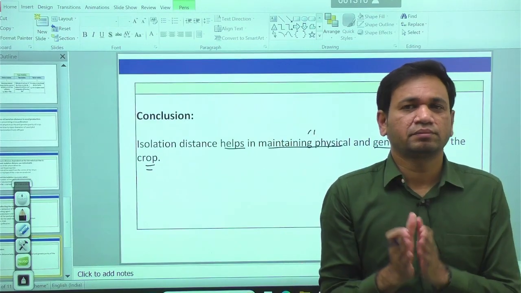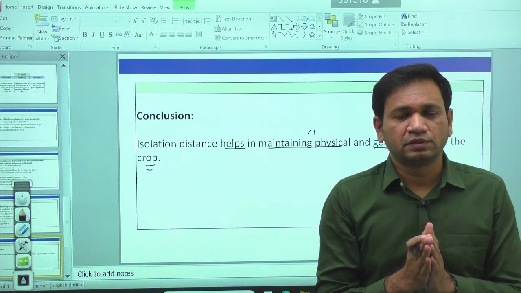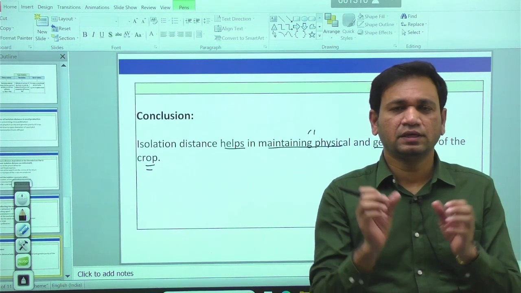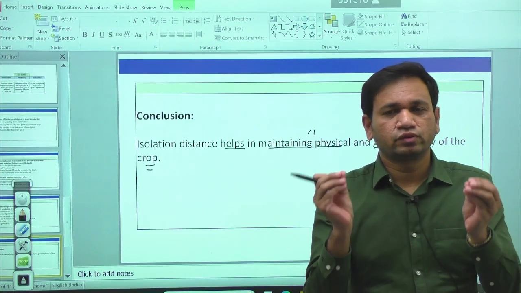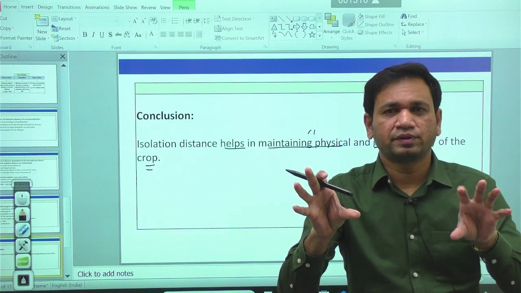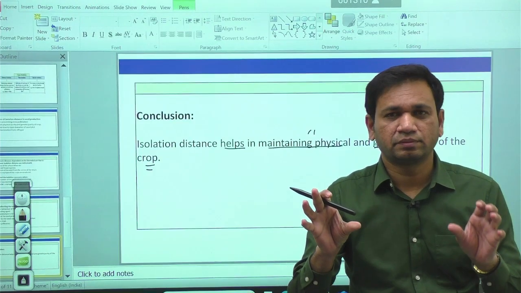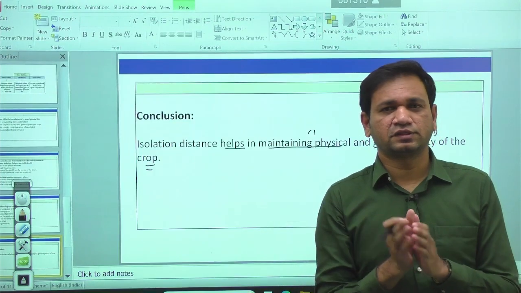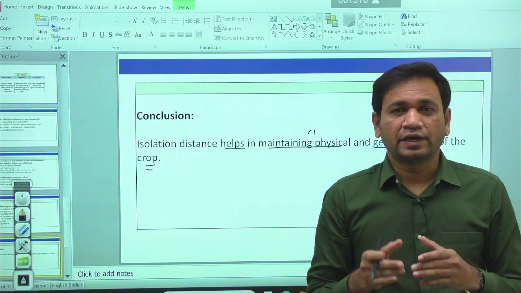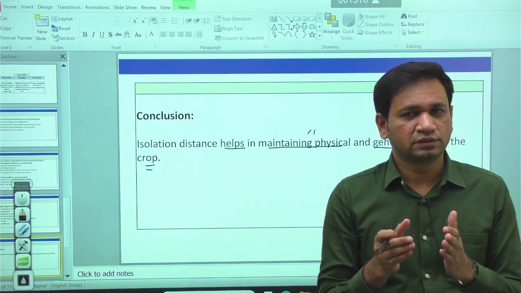So it is one of the methods under the genetic principle in quality seed production. We said in the previous class that within quality seed production we have 2 principles: one is the genetic principle, another is the agronomic principle. In the genetic principle we have various techniques, and among them isolation distance is one. With the help of this technique, we can minimize contamination in the given quality seed production.